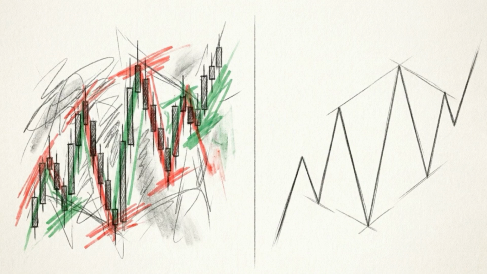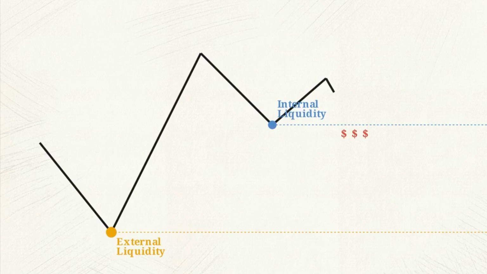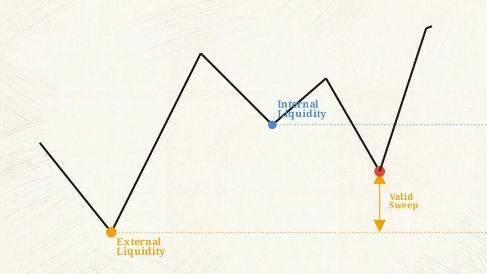Let's track a live formation. This major swing low locks in external range liquidity. A minor pullback creates internal range liquidity. Price retraces into this minor low, sweeping stops while staying above the major low, then instantly accelerates upward.